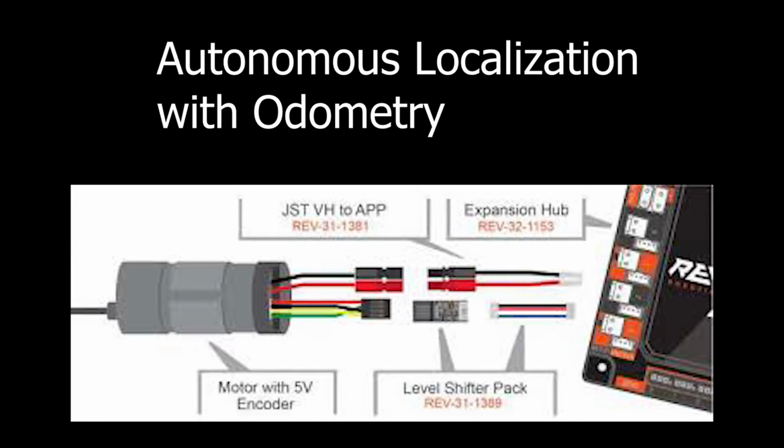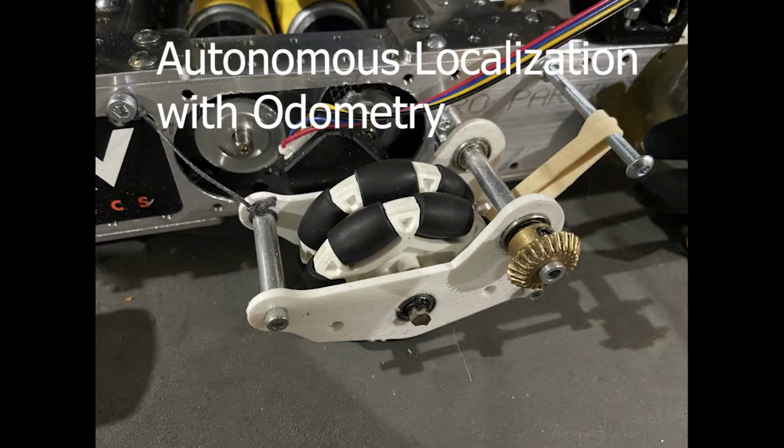Odometry. Previously, we were using drive encoders for our autonomous localization and positioning. However, we realized that this did not account for wheel slippage. As a result, we are now using dead wheel odometry.